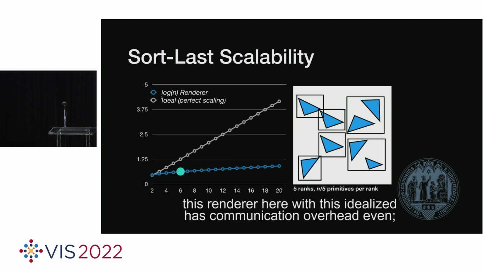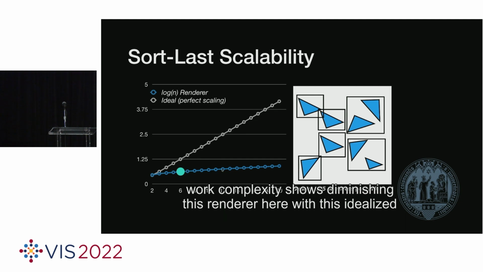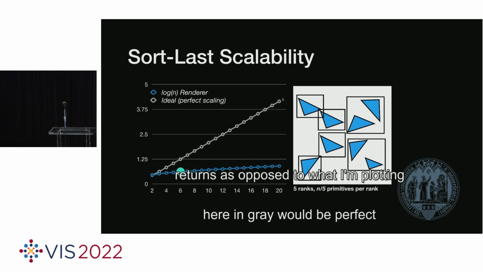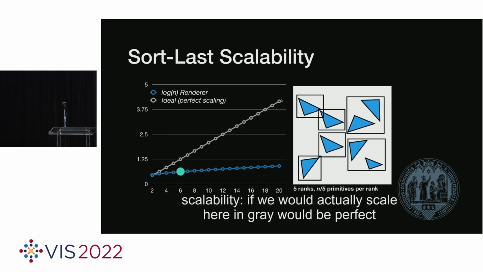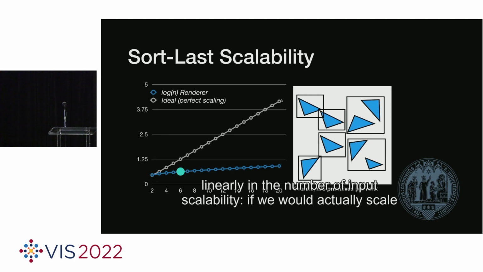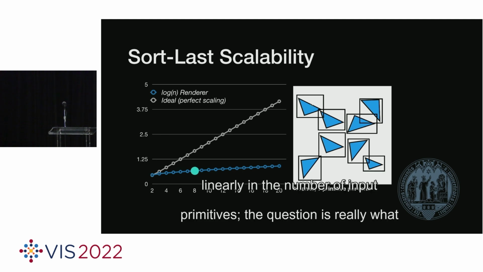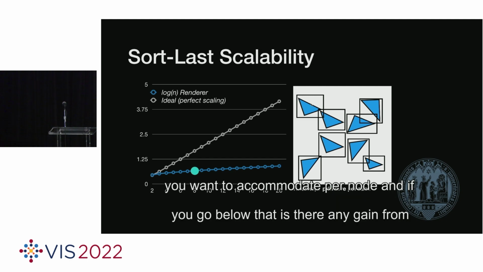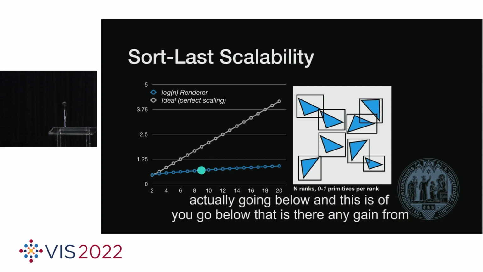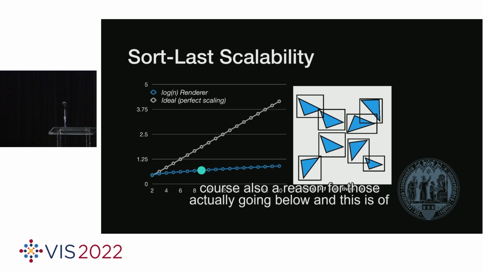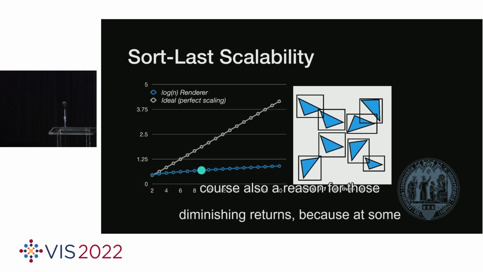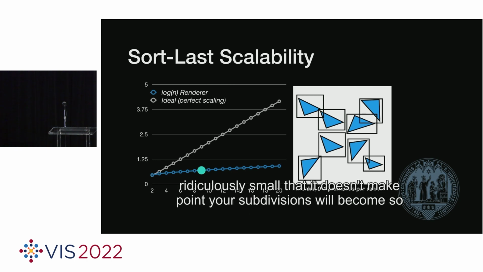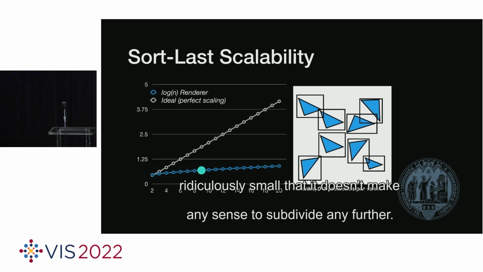Even this renderer with this idealized work complexity shows diminishing returns. What I'm plotting here in gray would be perfect scalability, if we would actually scale linearly in the number of input primitives. The question is really, what is the minimum number of primitives that you want to accommodate per node? And if you go below that, is there any gain from going below? This is also a reason for those diminishing returns, because at some point, your subdivisions will become so ridiculously small that it doesn't make any sense to subdivide any further.